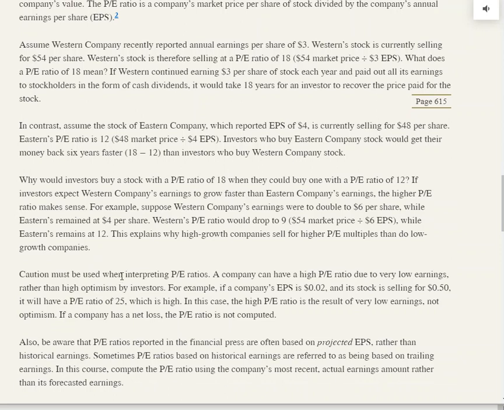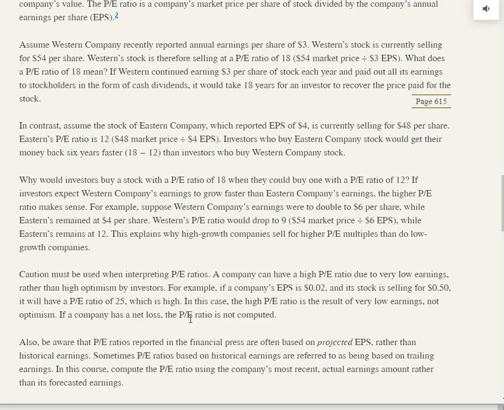That's a little bit confusing. That's a lot to digest there. So then they go on again to say caution must be used when interpreting PE ratios. A company can have a high PE ratio due to very low earnings rather than high optimism by investors. For example, a company's EPS is 0.02, so 2 cents of earnings per share. I mean, that's almost nothing. And its stock is selling for 50 cents. It will have a PE ratio of 25, which is high. That's not that high. In this case, the high PE ratio is the result of very low earnings, not optimism.